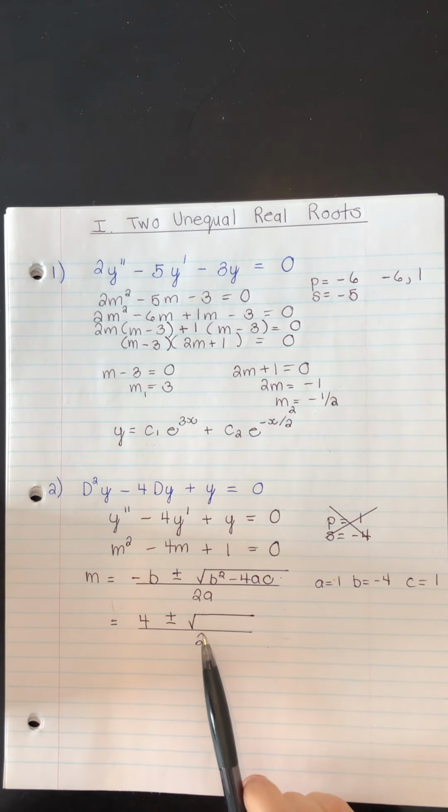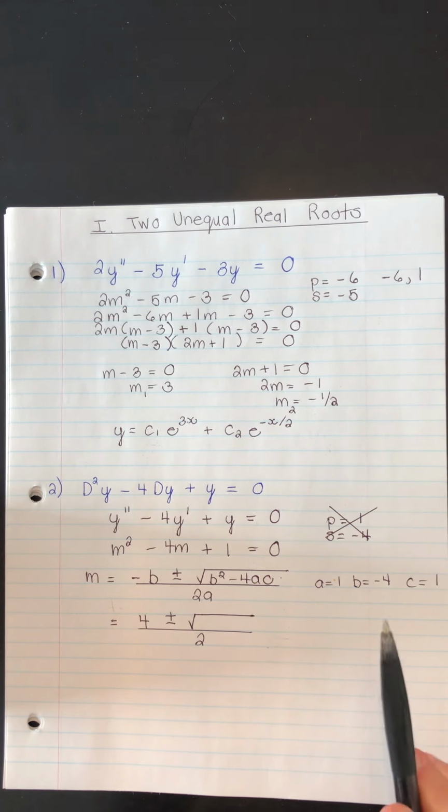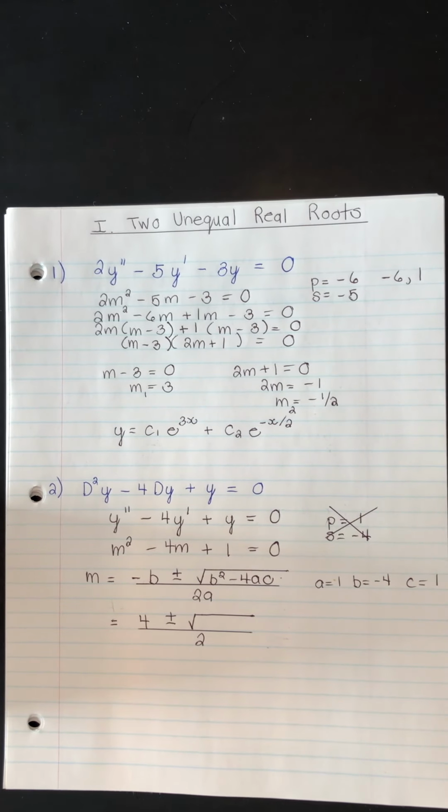Okay, so now I need to do b squared minus 4ac. And you can try that. I'm just going to grab my calculator to show you that calculation really quickly. But you can try it. I think that you will get 12.